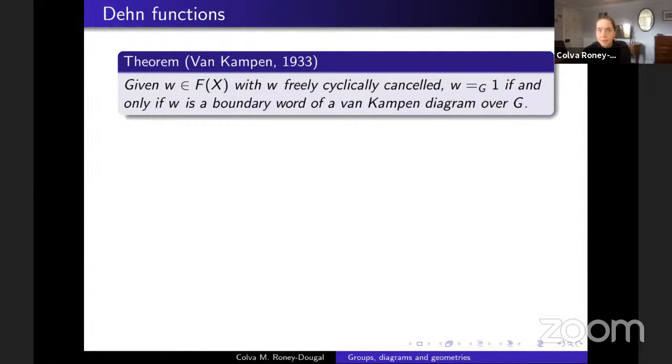these diagrams. So if we understand these diagrams, then we understand all of the words which are equal to the identity. And if we understand all of the words which are equal to the identity, then we understand all the words which are equal to each other.